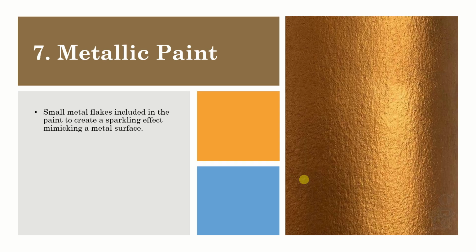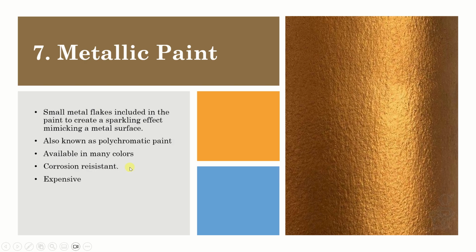Metallic paint. If you see, small metal flakes are included in the paint to create a sparkling effect, mimicking the metal surface. It is also known as polychromatic paint. It is available in many colors. It is corrosion resistant, expensive, and it also consists of a base coat with lacquer and urethane. It is most common in automobiles and vehicles.